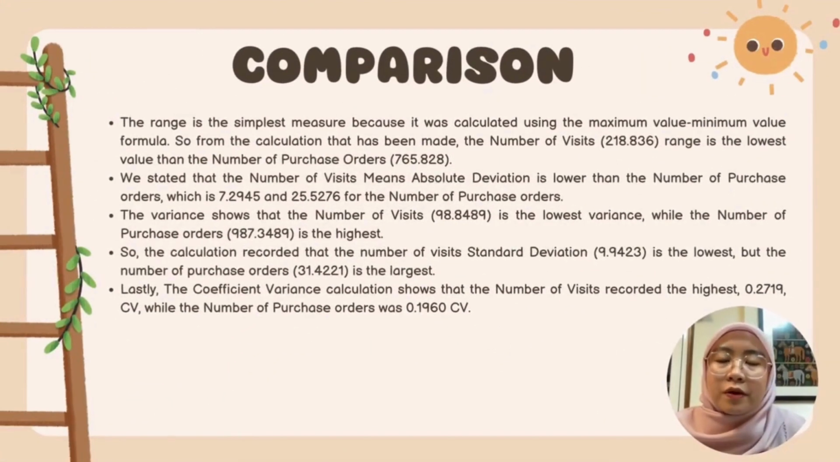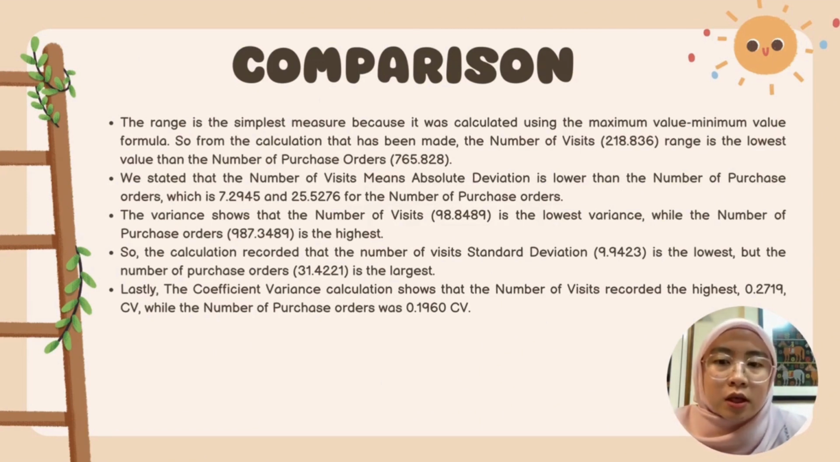So this is the comparison between number of visits and the number of purchase order. First, the range is the simplest measure because it is calculated using the maximum value minus minimum value formula. From that calculation, the number of visits has a lower value than the number of purchase order. We stated that the number of visits' mean absolute deviation is lower than the purchase order, which is 7.2945 and 25.5276 for the number of purchase order.